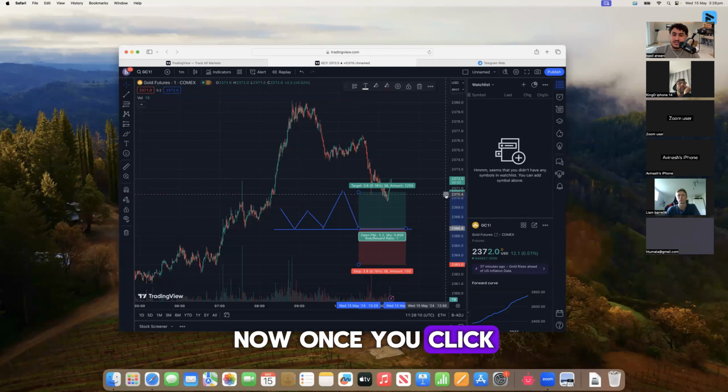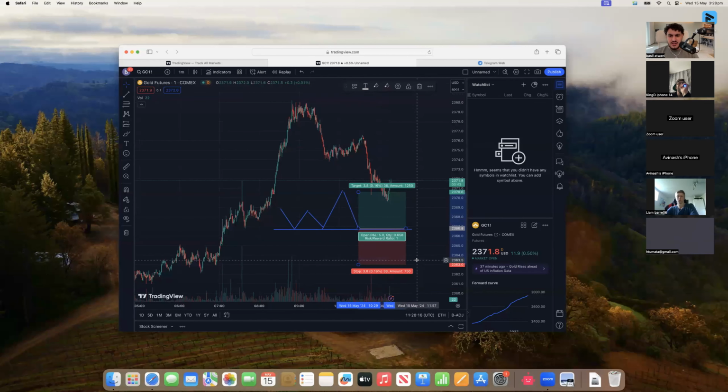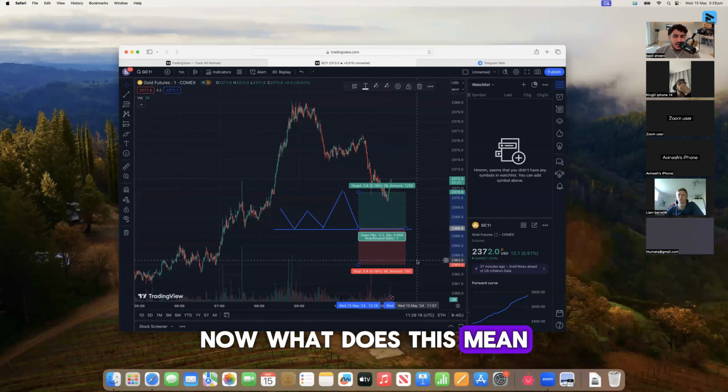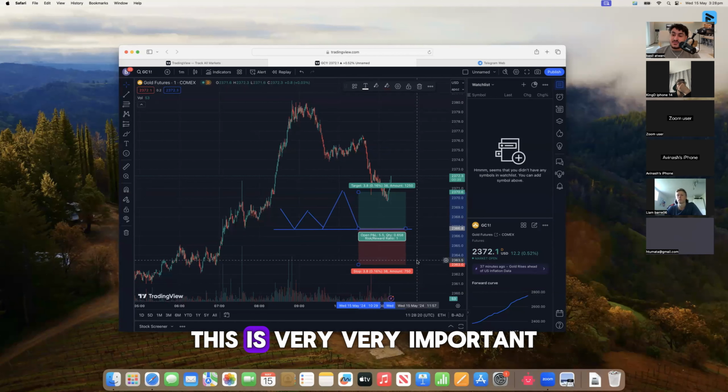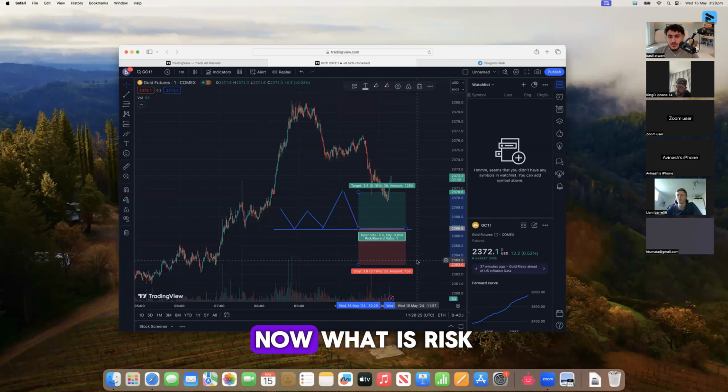Now, once you click, this is going to come up a green shaded area and a red shaded area. Now, what does this mean? How are you guys going to use it? This is very, very important. This comes under risk management. Now, what is risk management, right? Risk management in trading is everything.